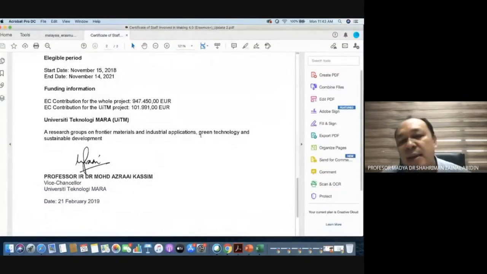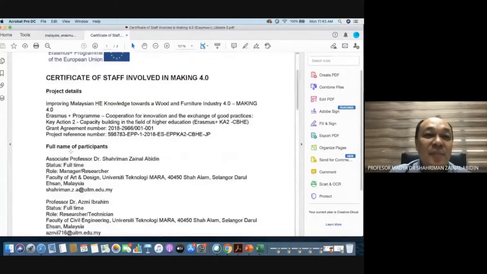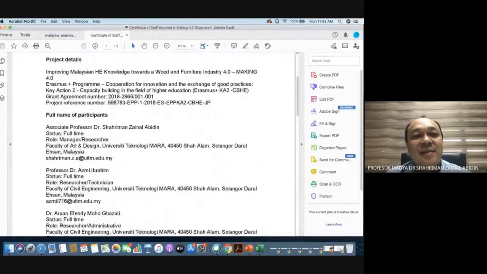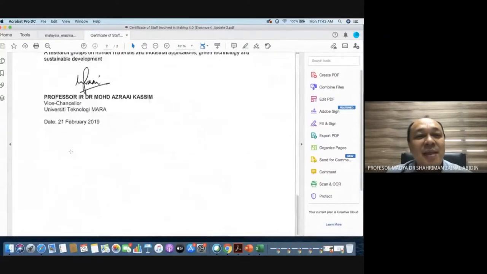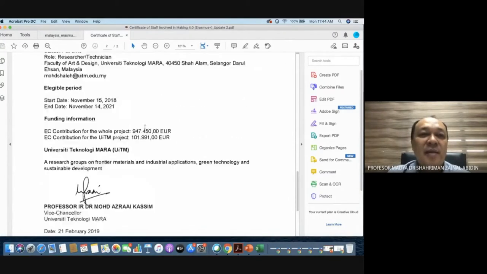We have a mandate. Apa terjadi if we are not performing tau? Ramai orang tak tahu. If we are not performing in the Erasmus Plus research activity ni, Vice Chancellor of University, he has a privilege to change all the names in the participant list ni tau, staff involved. So this is in order to make sure that the projects completed, accomplished at the end of the project.